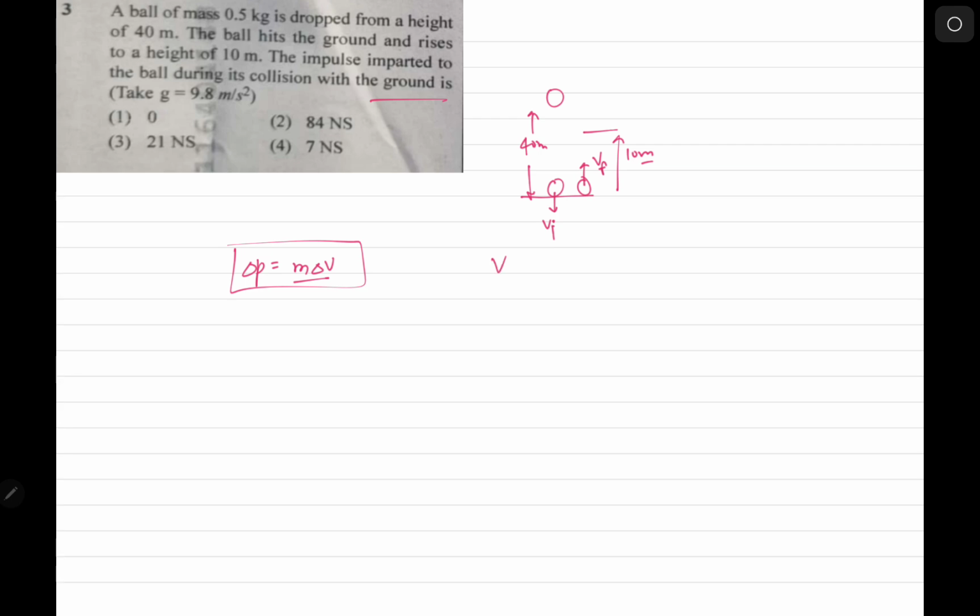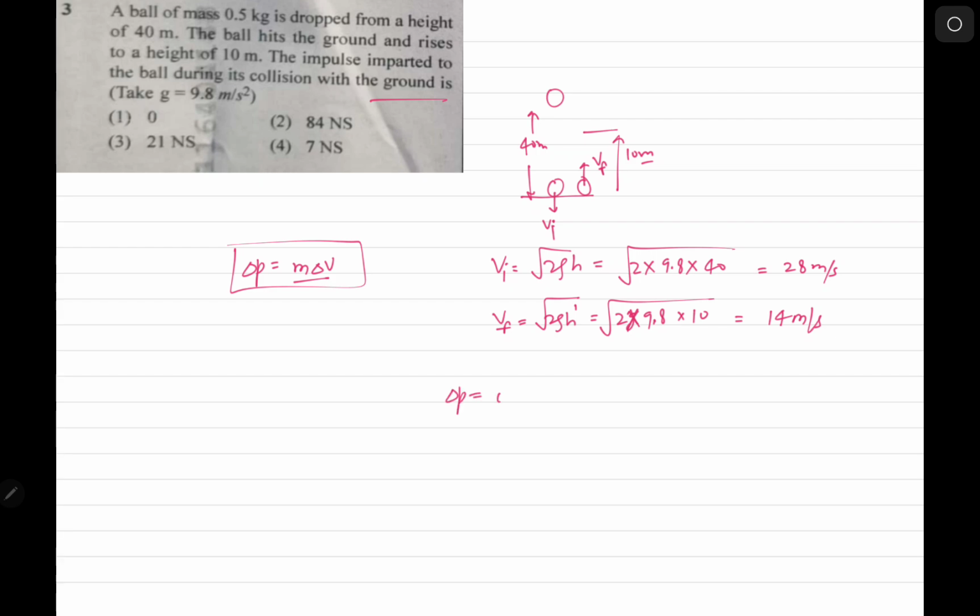So let's start here. The initial velocity will be root 2 gh. So 2 into 9.8 into height is 40, which makes it 28 meter per second, and v final is equal to root 2 g h dash, because this time the height h dash is different, and that is 10. So that makes it 14 meter per second. Clear? Now once we have these velocities, we can find the impulse.